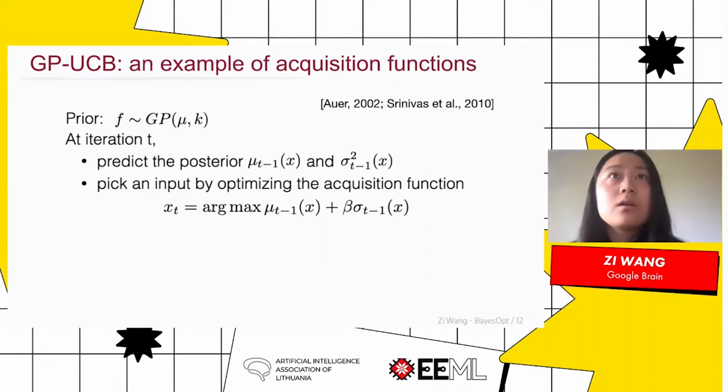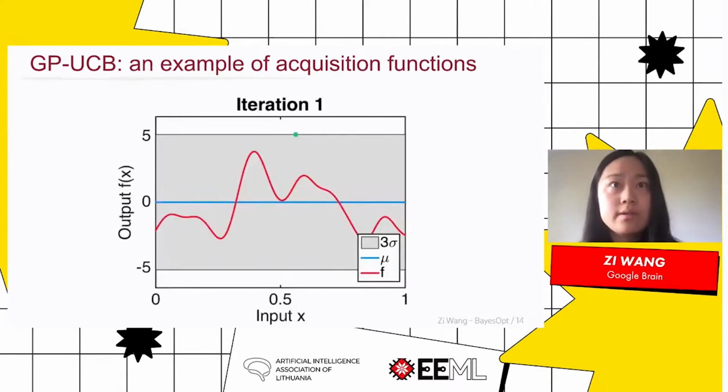And so just to show an example of how this works, here we have a function which is in red, and the mean function is in blue. And our posterior, our standard deviation prediction is in gray. So in the first iteration, everything's sort of similar. So it's going to pick a random point.